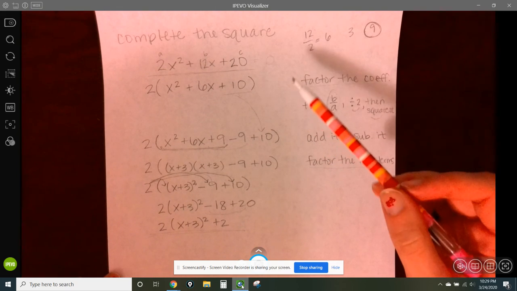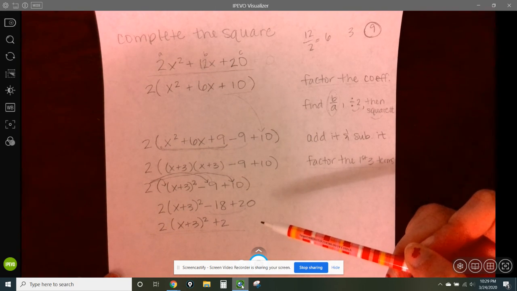Hopefully you wrote these down so that when you make up your own equation, you can follow along with those steps.